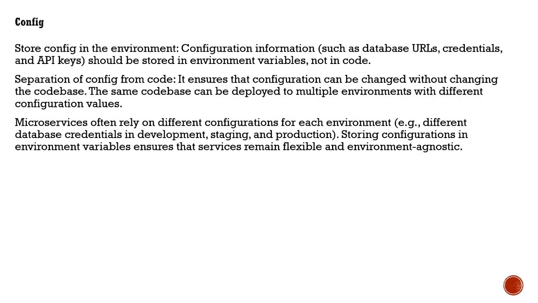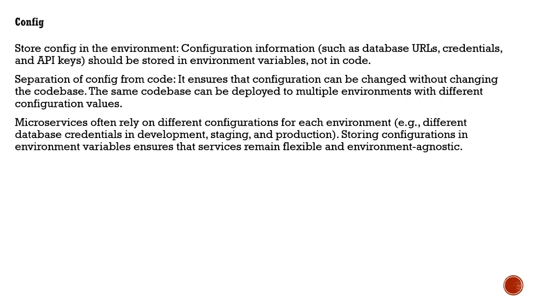Now config, so storing config-related values in the environment, such as database URLs, credentials, and API keys. They should be stored in environment variables and not in the actual code, right? So that is very important. Earlier, many of them used to be static values or variables in the code, right?